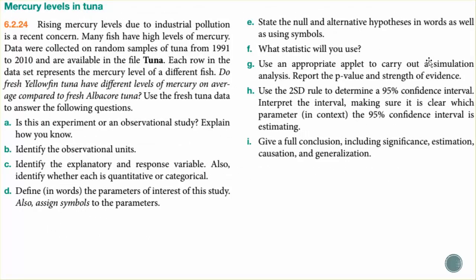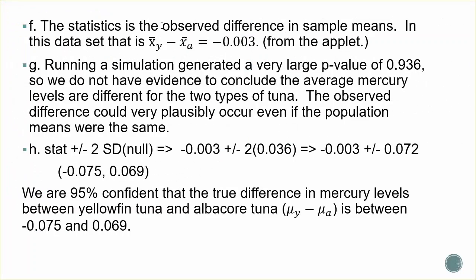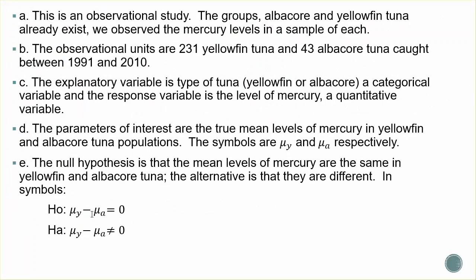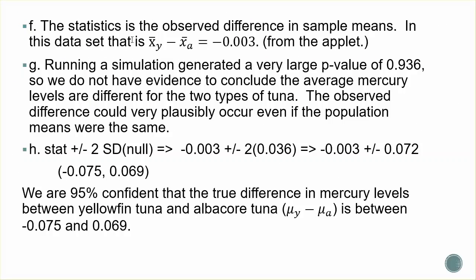Okay, let's keep going. So if we're gonna do a statistical study, what is our statistic we're gonna use? We'll take that one next. So the statistic should be the observed difference in the sample means. We don't know, right? We don't know what these population means are, but we could take a sample, and we did, and then we could subtract the two. So there's going to be an X bar for the yellowfin tuna, there's going to be an X bar for the albacore tuna, and if we take the difference, we get a number. In this case, it's not 0. And where does this number come from? Well, it comes from the applet, so that's the next thing to do.